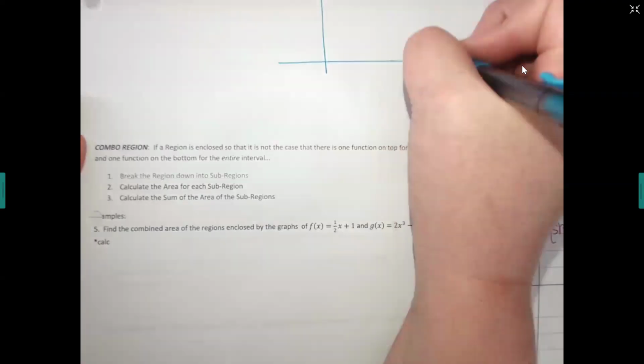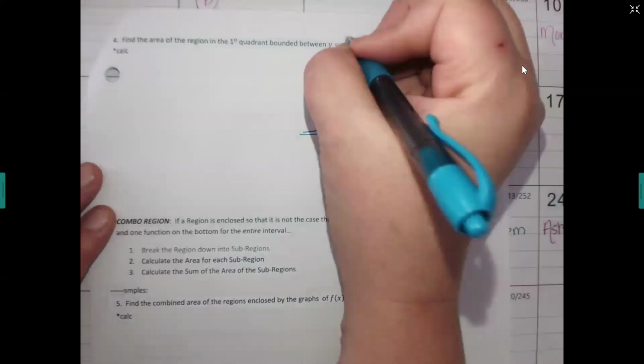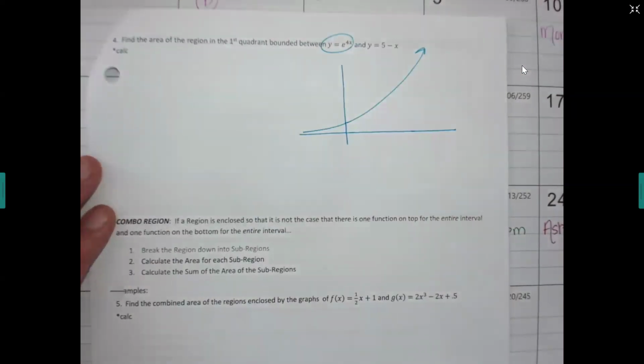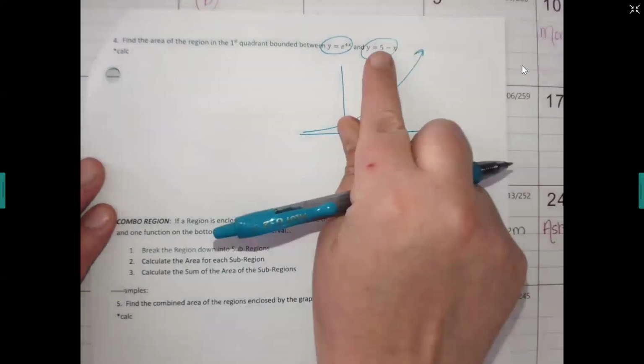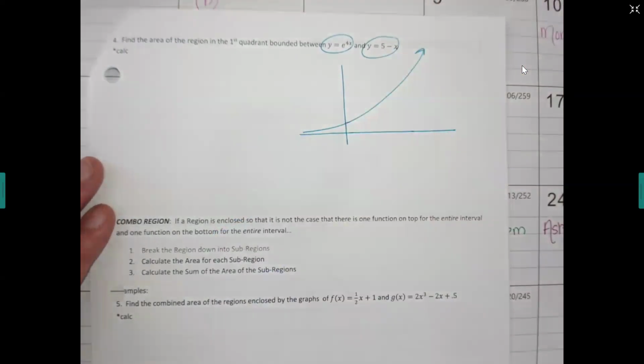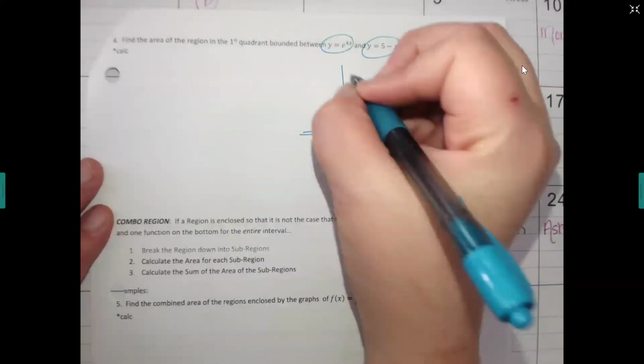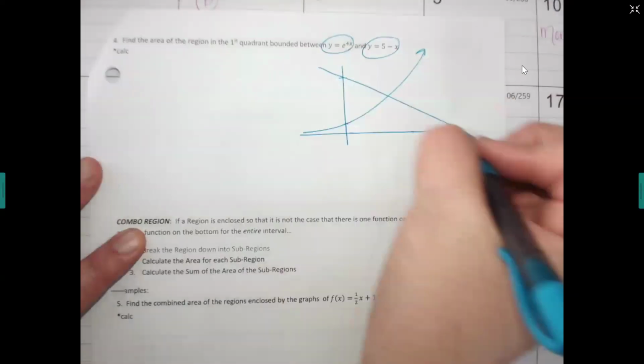All right, so e to the 4x, we're just going to sketch it here. We know it goes like this. And then 5 minus x is going to be linear. Where is it going to start on the y-axis? 5. And then if it's a minus x, should it go uphill or down? So we'll do 1, 2, 3, 4, 5 is here, and then downhill.